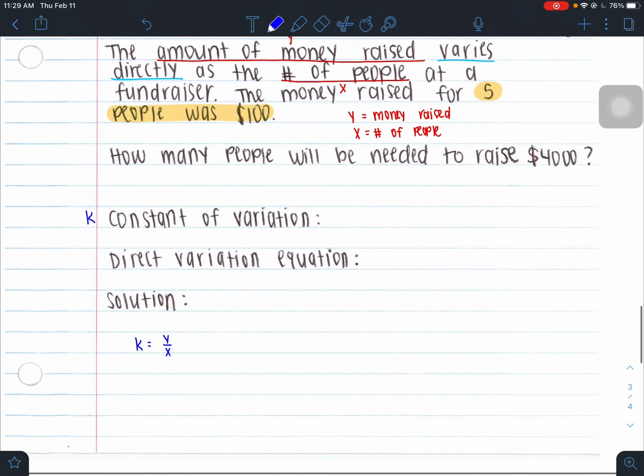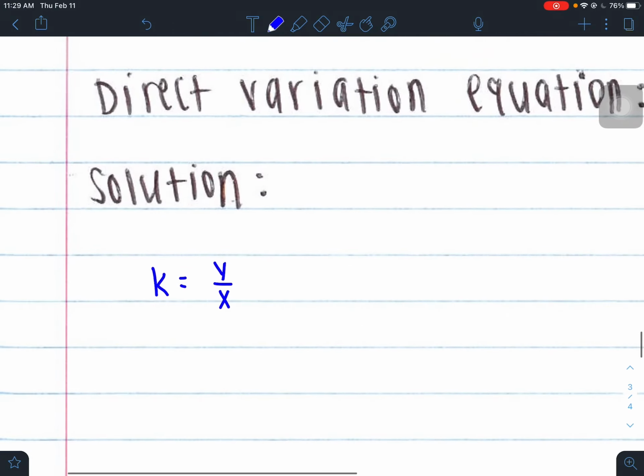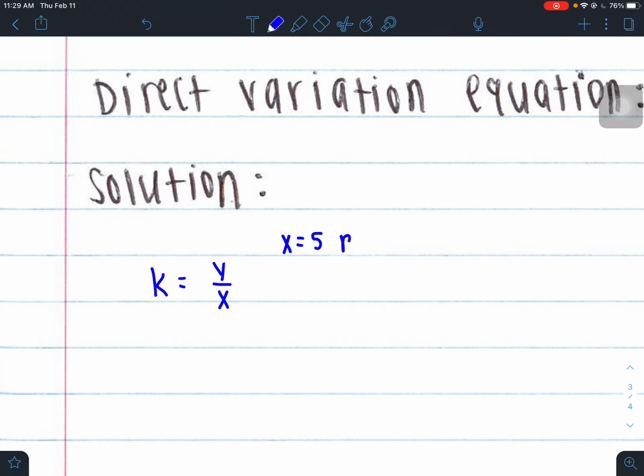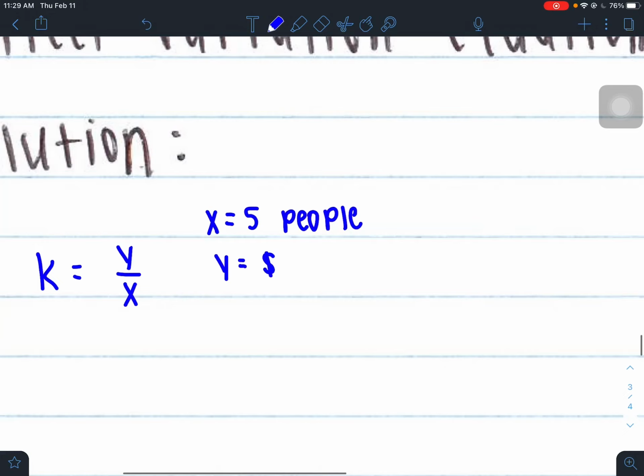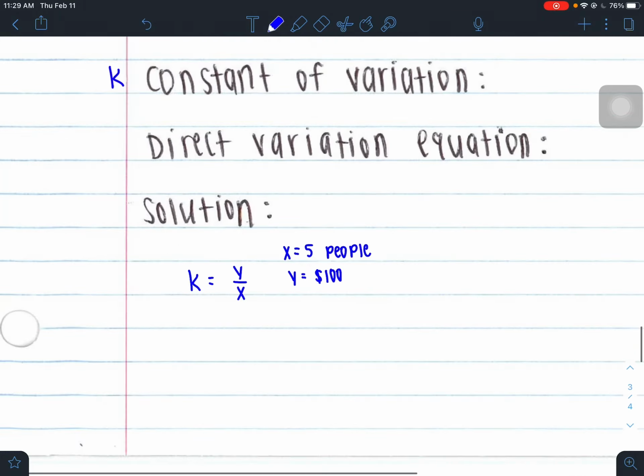All right, well, we got to figure out if they gave us a y and an x. They didn't give us any numbers except for one pair of numbers. The money raised for 5 people was $100. So then I got to figure out people and dollars. Which one of those is x? Is 5 people x or is it y? 5 is your x. So it says x is 5 people. And then how much money? Money is y, and they raised $100. So this is $100 here, okay?